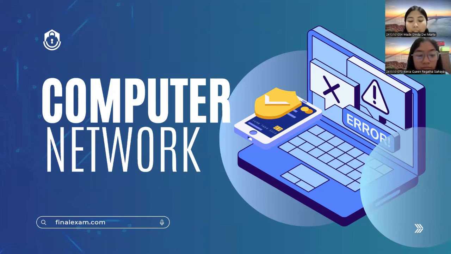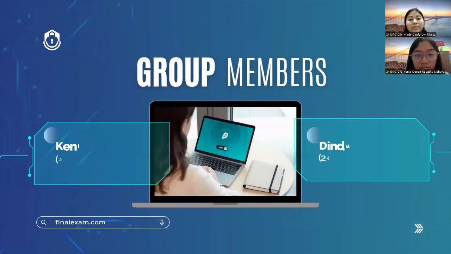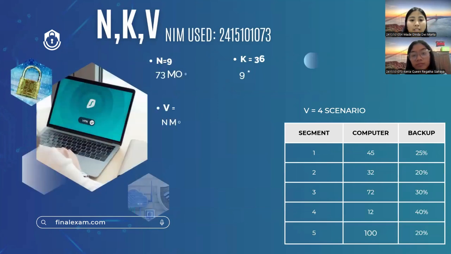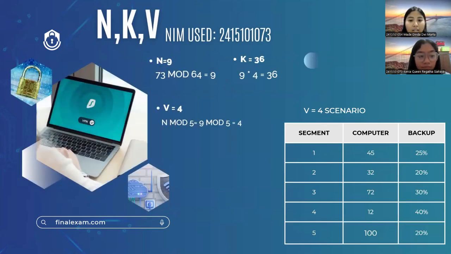Before we explain, let us introduce ourselves first. My name is Dinda Marta with student ID 2415101054, and my friend's name is Kenia Regatha Siahaya with student ID 2415101073. Okay, the first thing we should explain is how to determine the values of N, K, and V.